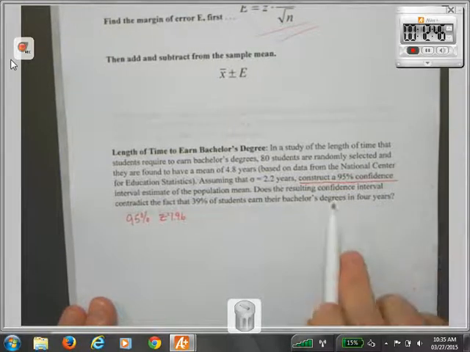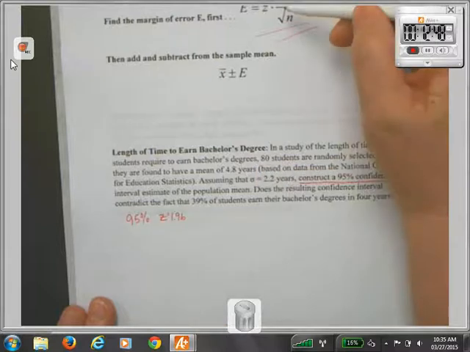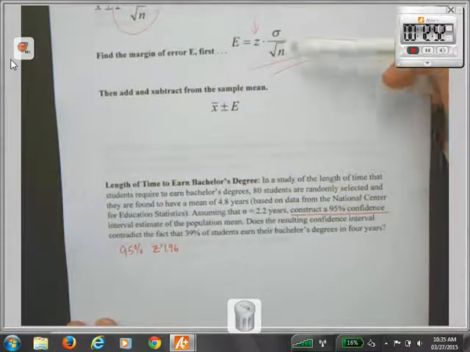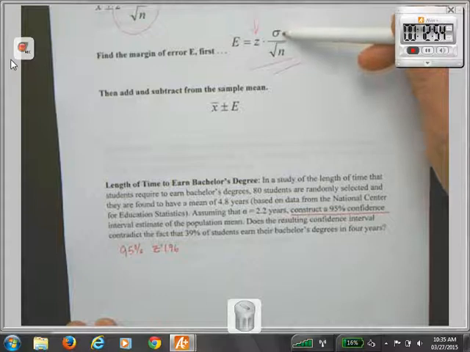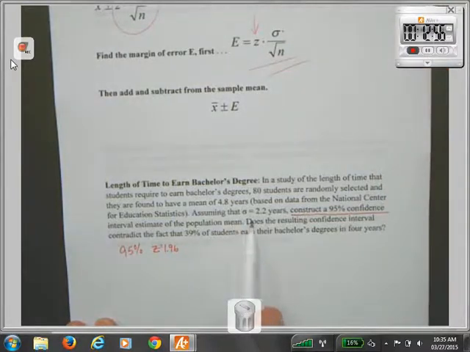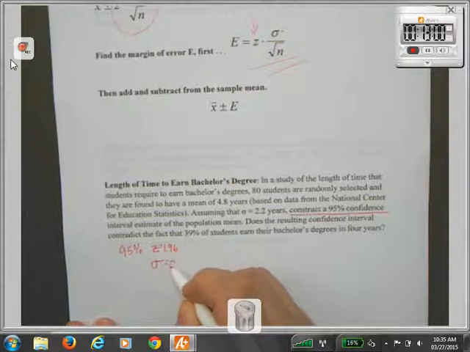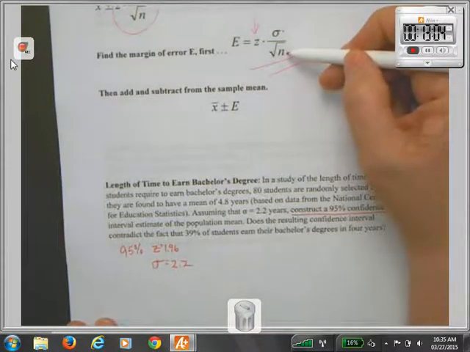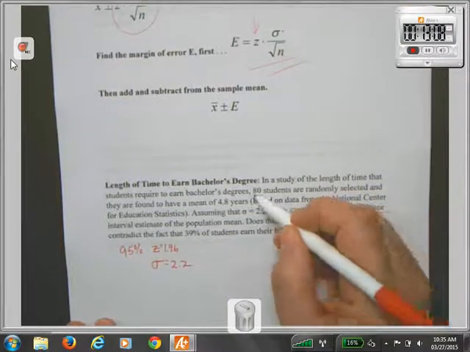Okay. Then, looking back at the formula again, we've got our Z. We need our standard deviation. That means sigma. It means the standard deviation. And that was given to us with the same symbol there as 2.2. Then we need N, which is the number in the sample. Okay, so we're given N this time, and that's these 80 students.